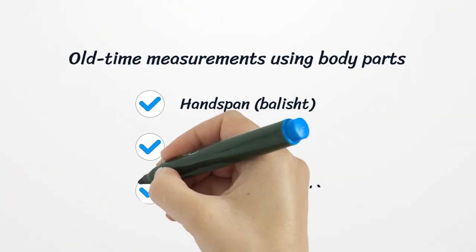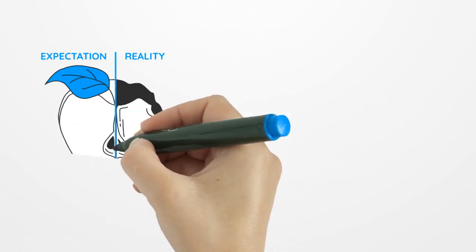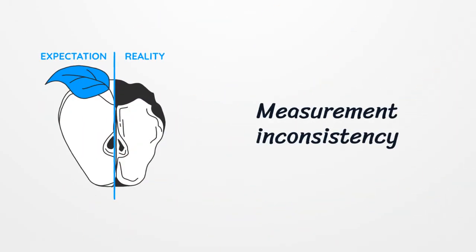What's 4 angle? In olden times, people used their body parts to measure. Handspan, ballast, foot length, arm stretch, cubit. But there's a problem. Different people have different sized hands and feet. That's why everyone gets different results for the same object. This doesn't seem fair, right?